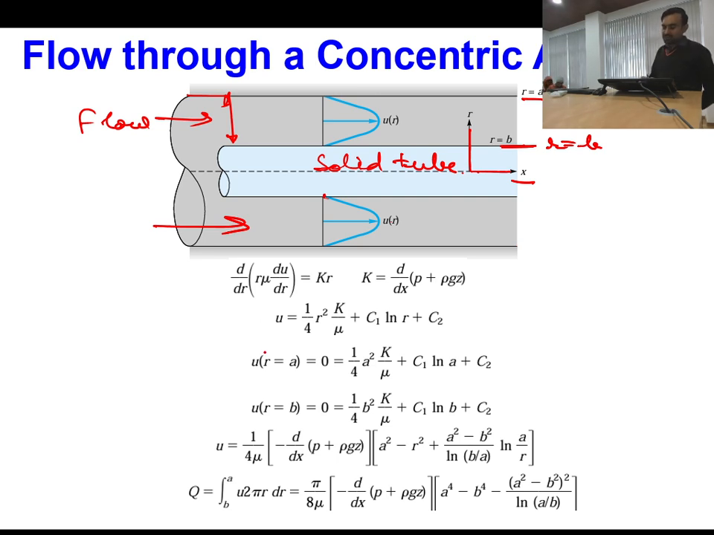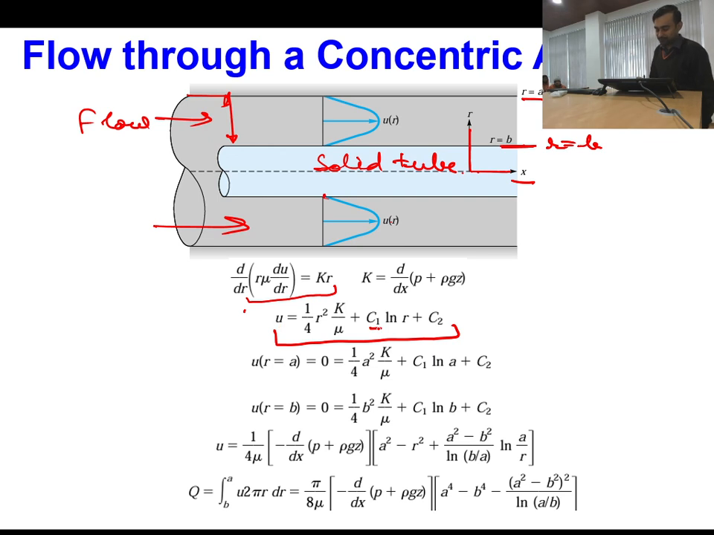Now of course this is in the cylindrical coordinate system, so if I consider the Navier-Stokes equation in cylindrical coordinates, I will get d by dr of r mu du by dr equal to kr, where k is nothing but d by dx of p plus rho g z. I am not doing the complete derivation, just writing the main points. If you integrate 2 times, you will get the velocity profile.